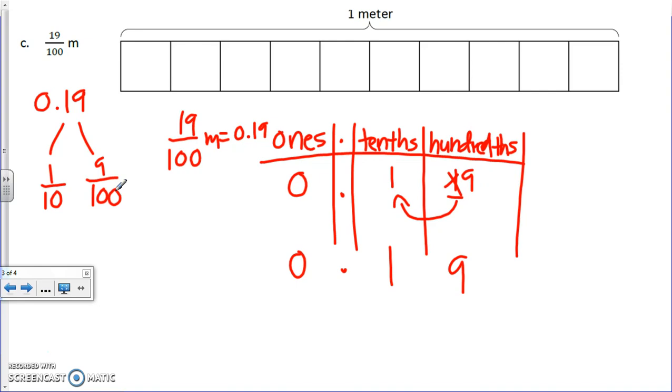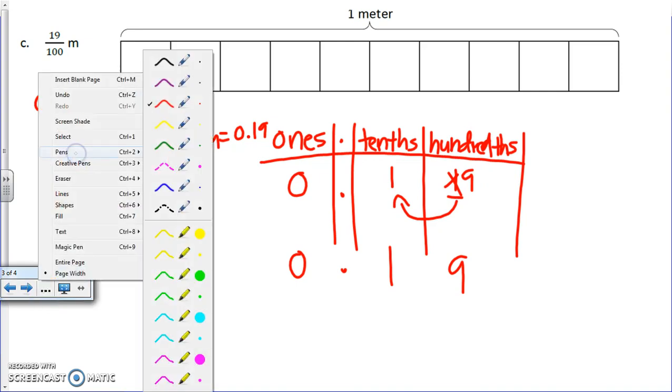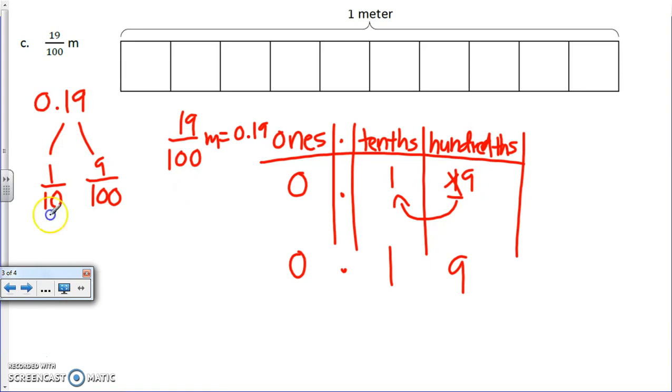Again, it's been cut into 10 pieces. So the first thing I'm going to do is the biggest place value first, which is tenths. So I'm going to look at this 1/10, and I'm going to shade one whole box because that's 1 out of 10. So I've shaded that now. So it's clear that I have it, and I've stayed in the box.